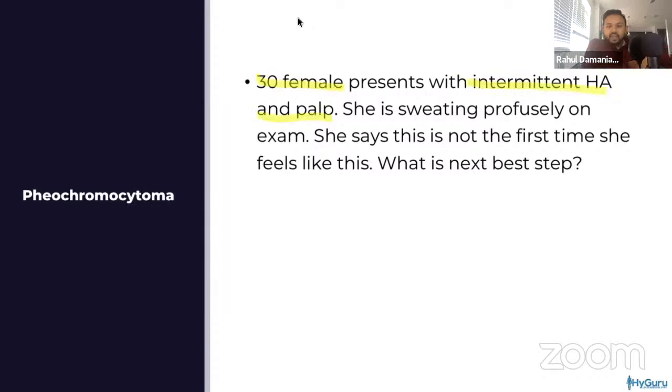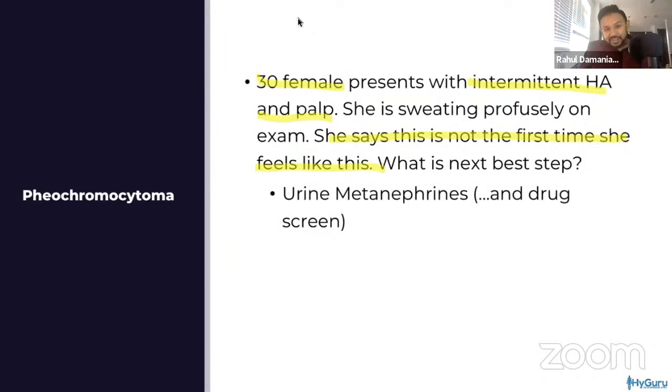She says that this is not the first time she feels like this. So what do you think is the best next step? Well, this is kind of a vague question because hyperthyroid could mimic this, so I would need to give you more information. But pheochromocytoma, but even cocaine toxicity can have a similar presentation. And so, yes, you may want to get urine metanephrines, but in real practice, we would get a drug screen to make sure that there is no sympathomimetic agent on board.